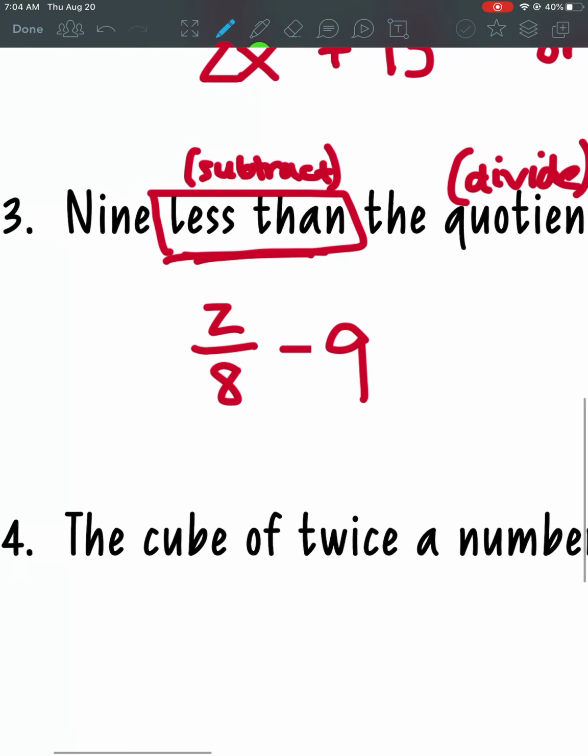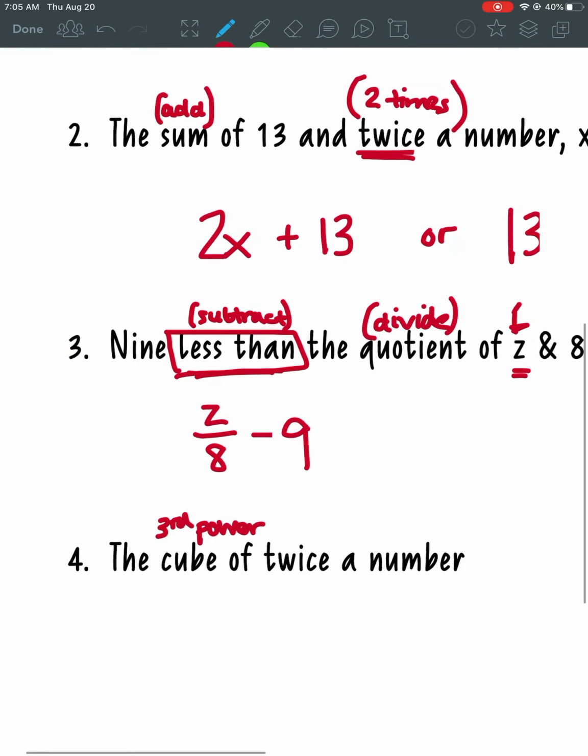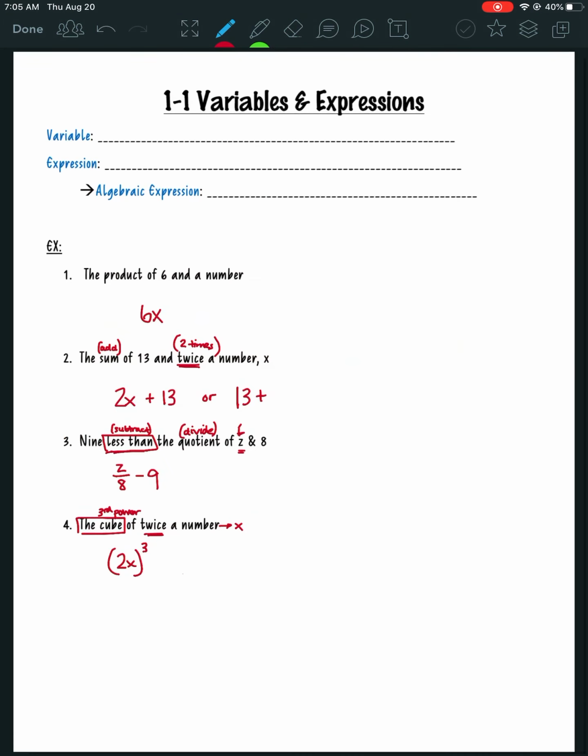Okay? Last one, the cube. So we know that this is the third power. Squared is the second power, cubed is the third power of twice a number. So twice a number we already talked about, that's 2 times. Again, I'm just going to use a common variable of x. So twice a number, and it says the cube of this. So we're going to take this twice a number and raise it to the third power.